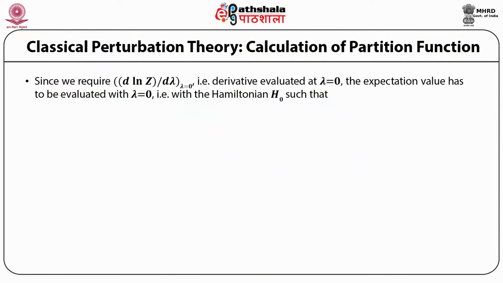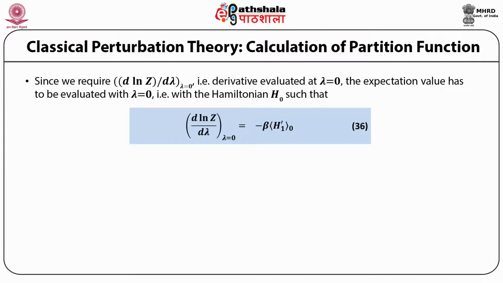Since we require the derivative of log of Z with respect to lambda evaluated at lambda equal to 0, the expectation value has to be evaluated with lambda equal to 0, that is, with the Hamiltonian H0, such that the derivative of log of Z with respect to lambda evaluated at lambda equal to 0 is equal to minus beta times the expectation value of H1 dash corresponding to lambda equal to 0.